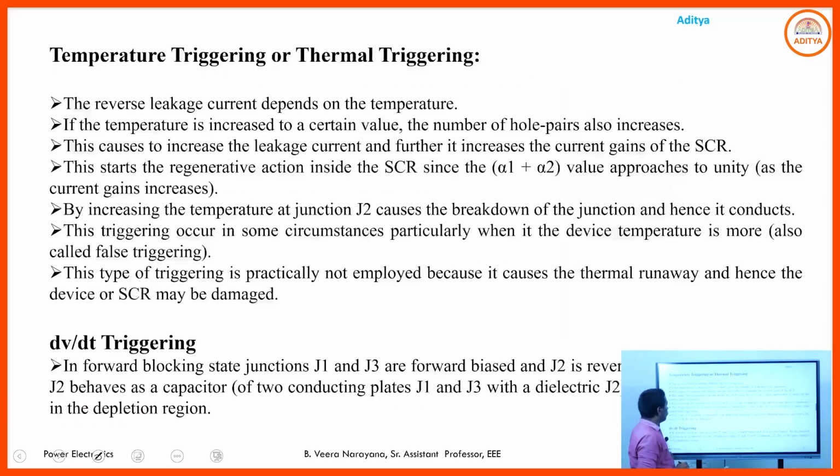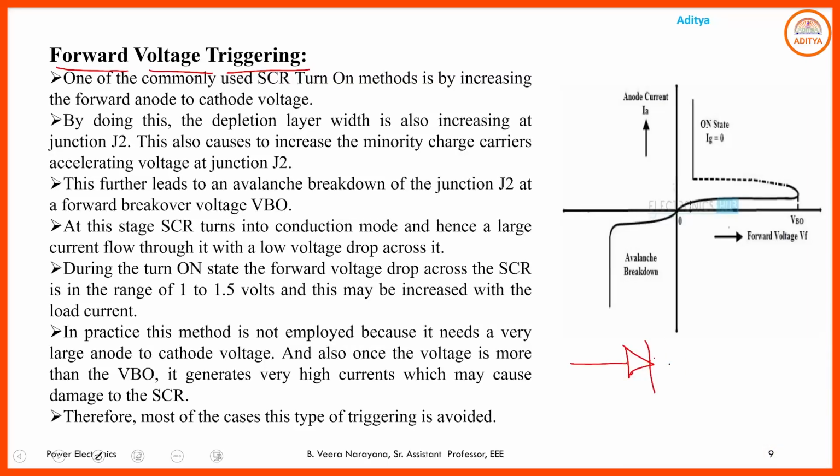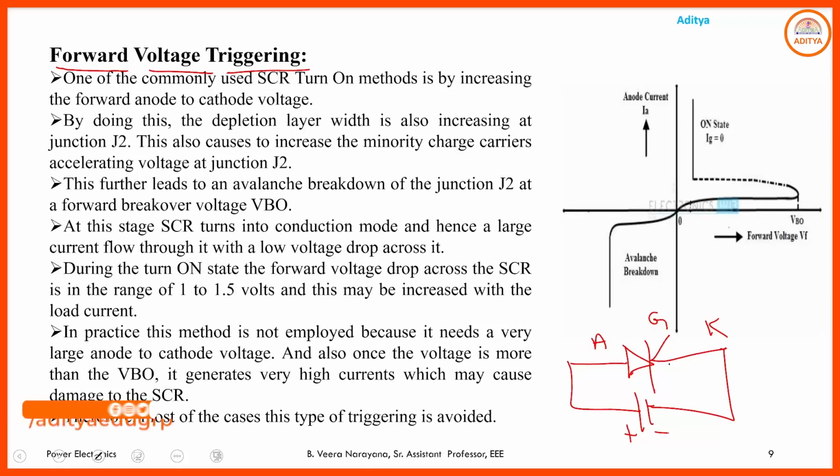So in this forward voltage triggering, this is the symbolic representation of the SCR. Here the terminals are anode, cathode and the gate. Initially there is no voltage provided across the gate and cathode terminals. The gate terminal is open and you provide the biasing voltage. Here we make the anode positive with respect to the cathode. Then the SCR will be in the forward biasing mode or forward blocking mode. I just want to bring this SCR to the forward conducting mode.